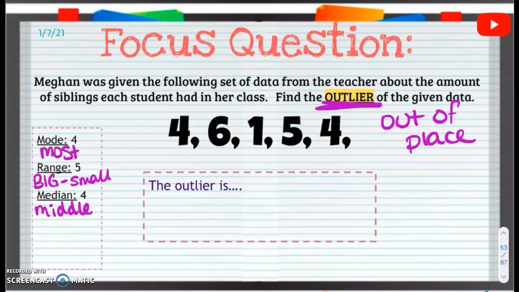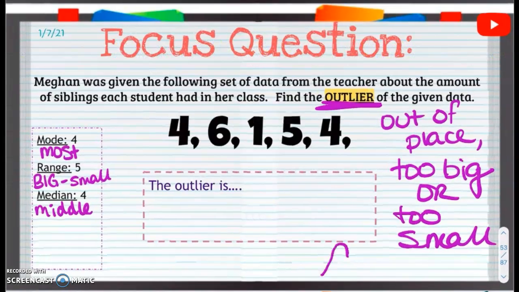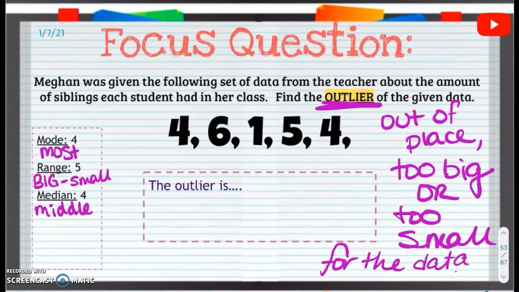Something that's either too big or too small for the given set of data. So when we take a look at this, we can put our numbers in order if we'd like. So I have a 1, 4, another 4, a 5, and a 6.